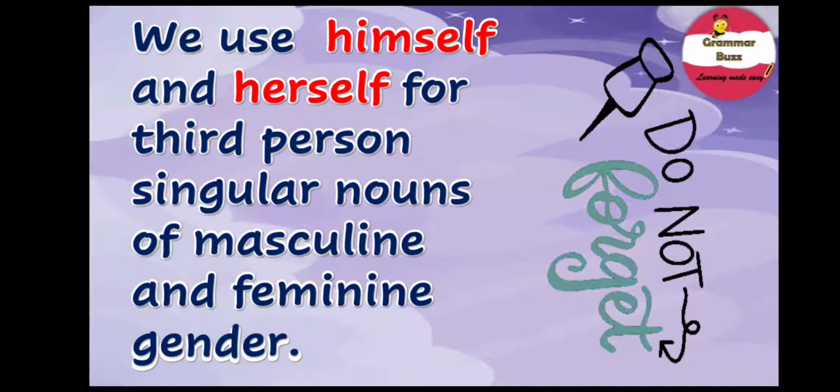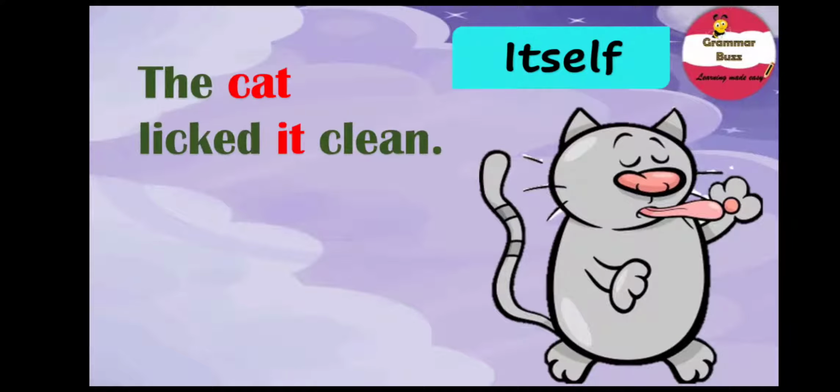Okay, let's give you another example with a reflexive pronoun. And what does the sentence say? It says, the cat licked it clean. Here the subject of the sentence is cat and the object of the sentence is it. So we can say both the subject and the object of the sentence are the same. Therefore, we need a reflexive pronoun.